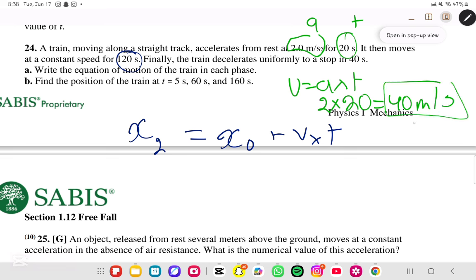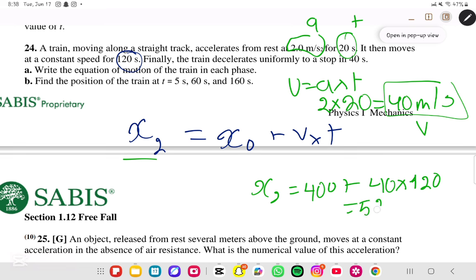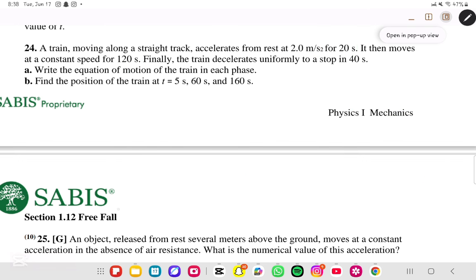So now that we have the velocity, we can use it to find the distance. So x2 is equal to x initial, which we found from before, which is 400, plus the velocity, which is 40 times the time, which is 120. So it's supposed to be 400 plus 40 times 120. And you will get an answer of 5,200. Now finally, x3, which is the last phase, then it decelerates uniformly to a stop in 40 seconds.